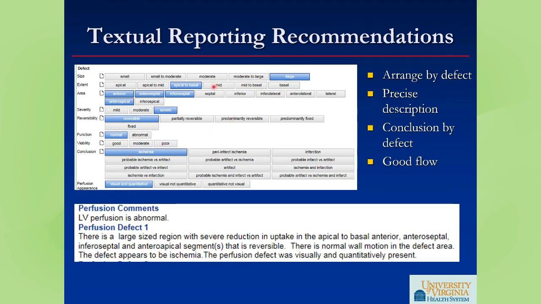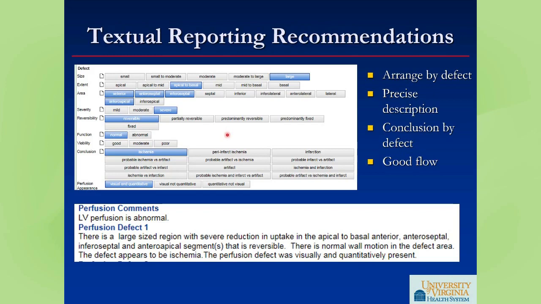So you can see here that if we said it was a severe and reversible defect, we're going to call it ischemia. If we had said it was entirely fixed, we would have called it infarction. If we said that it was fixed, but we had called it a probably normal scan, we would have then said that this was probable artifact versus infarct. And so we have the ability to provide those sort of perfusion defect specific conclusions.